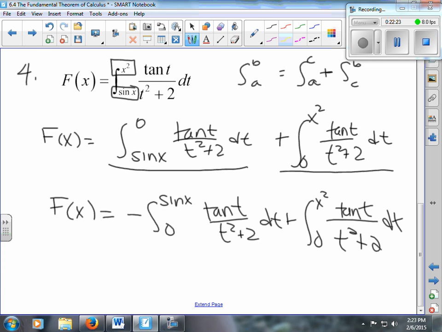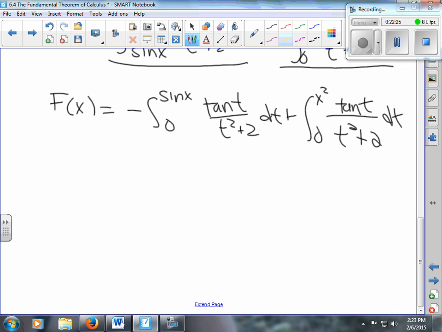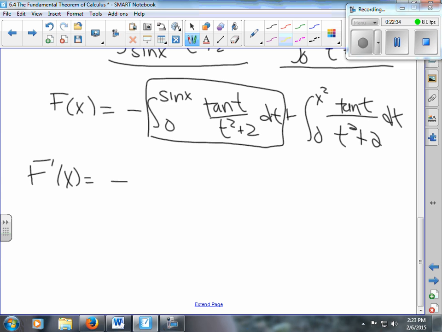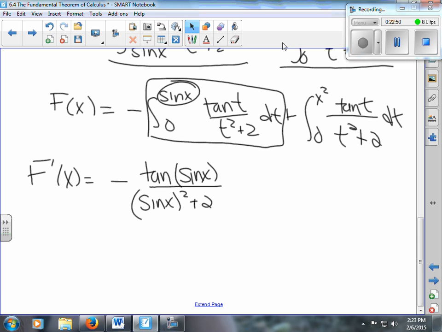And so when you do this, I'll go ahead and help you on this. So let's do our derivative. So we have negative. So I have to do the derivative of the integral, which means nothing. I don't do anything. My answer is still tangent over t squared plus 2. The only thing is that I'm doing the tangent now of whatever was up there. So it's the tangent of the sine of x over the sine of x squared plus 2. And so the t gets changed into whatever was my upper bound.